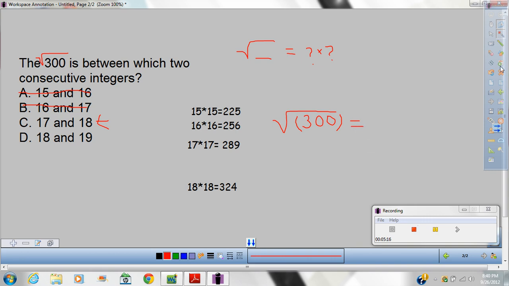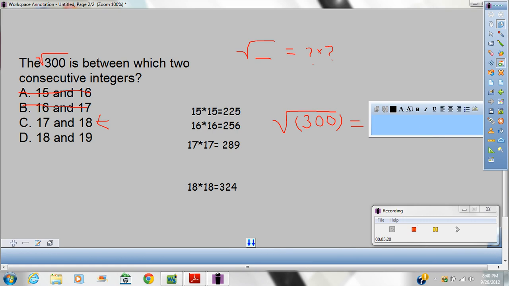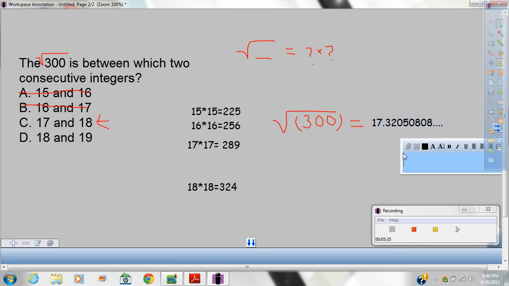Now, what does this give you? This gives you a really, really long decimal, which is 17.320508088. And then that's all the calculator can give you because it's just so long. So I'm going to write dots, meaning that it will continue. Now, obviously, is 17.3 between 17 and 18? Of course it is. So yes, we did choose the correct answer.